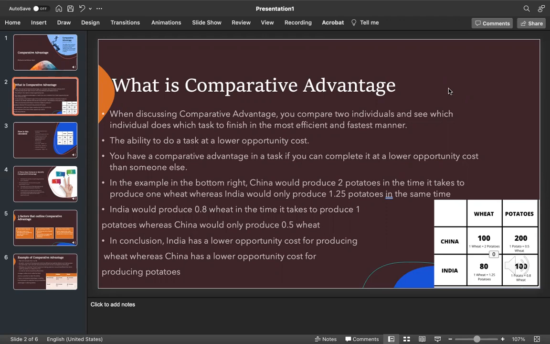In this example, China would produce two potatoes in the time it takes to produce one wheat, whereas India would only produce 1.25 potatoes in the same time. India would produce 0.8 amounts of wheat in the time it takes to produce one potato, whereas China would only produce 0.5 amounts of wheat. In conclusion, India has a lower opportunity cost for producing wheat, whereas China has a lower opportunity cost for producing potatoes.